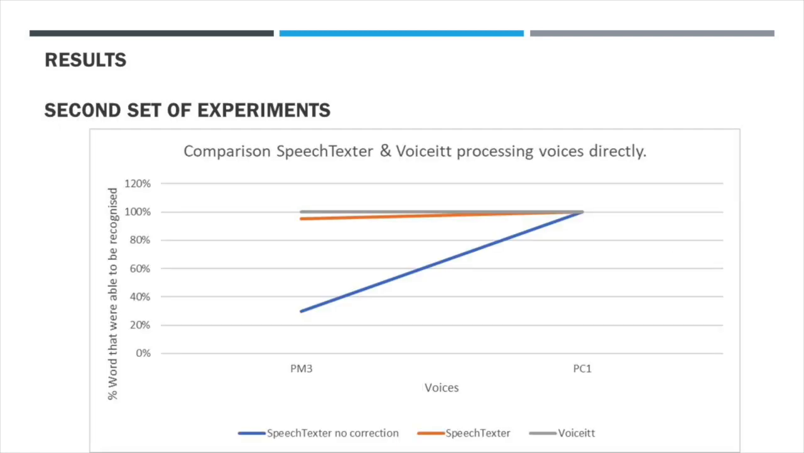This graph represents the result of the second set of experiments. It shows that SpeechTexter was able to process PM3's voice, but it needed a lot of corrections to get to 95%, whereas VoiceIt was able to process 100% of his speech.